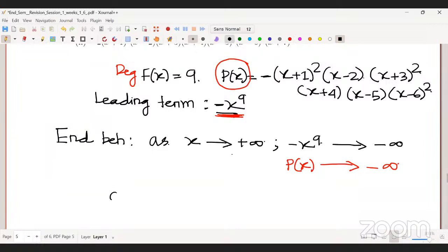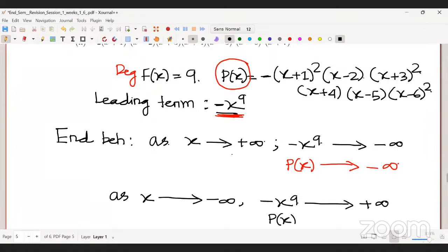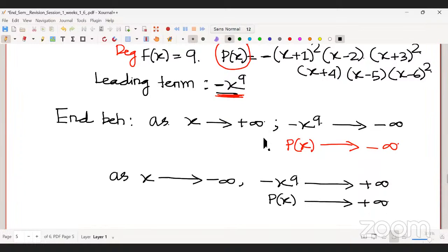So what you are saying is something different. As x goes to minus infinity, in that case, x power 9 will go towards plus infinity, right? And then p of x will also go towards plus infinity. Yes, sir. So again, the thing is, it depends.